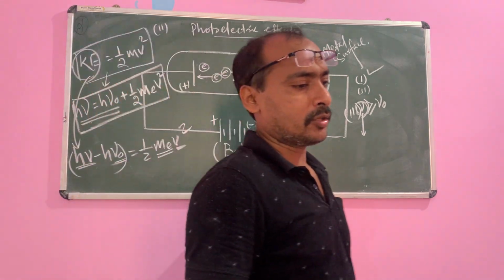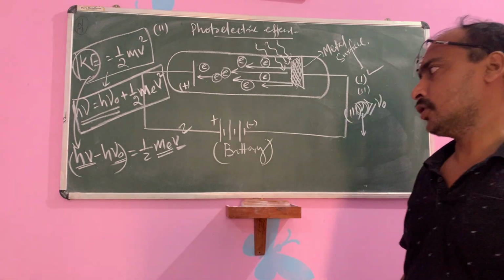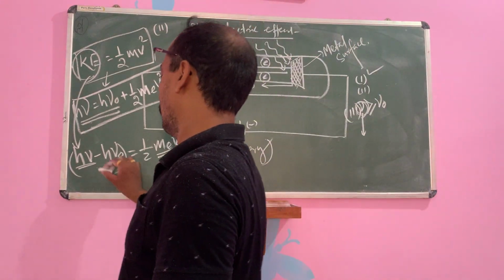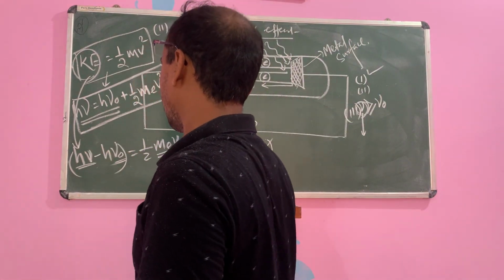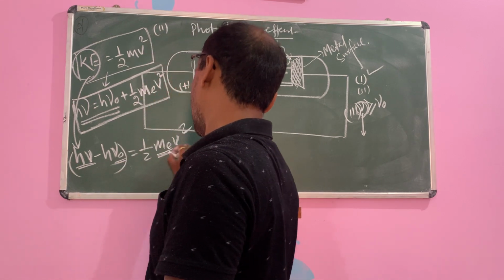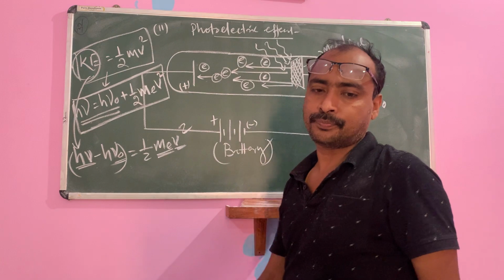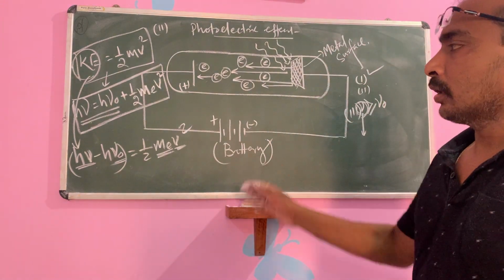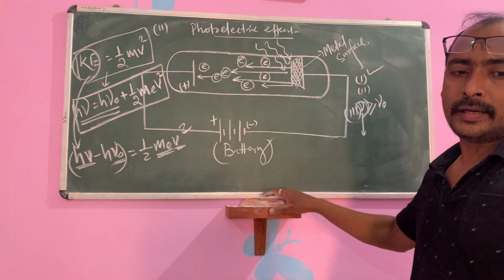So this relation is the important relationship. h is Planck's constant, nu is the frequency of the electron, nu zero is your threshold frequency, m_e is the mass of the electron, and v is the velocity of the electron. So this is about the photoelectric effect.